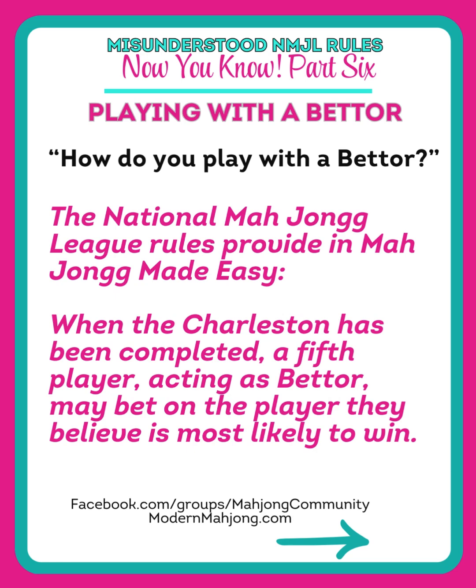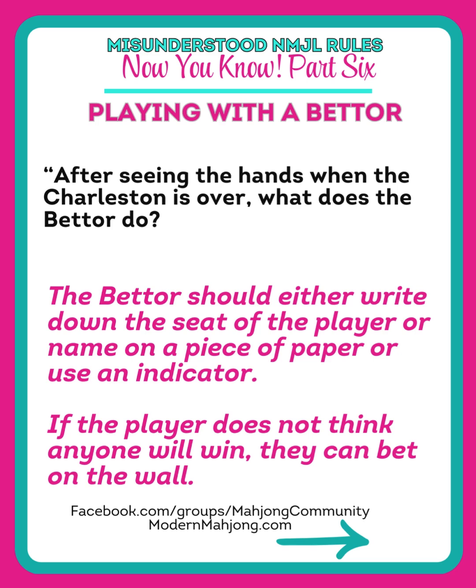The National Mah Jongg League Rules provide in Mahjong Made Easy: When the Charleston has been completed, a fifth player, acting as bettor, may bet on the player they believe is most likely to win. So the player walks around the table and just looks at the tiles on the rack. The player doesn't talk to the bettor, and then they write down who they think would win. The bettor should either write down the seat of the player or their name on a piece of paper, or there are some sets that come with an indicator. If the bettor doesn't think anyone is going to win, they can bet on the wall.